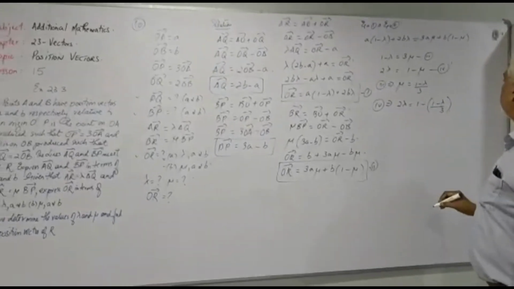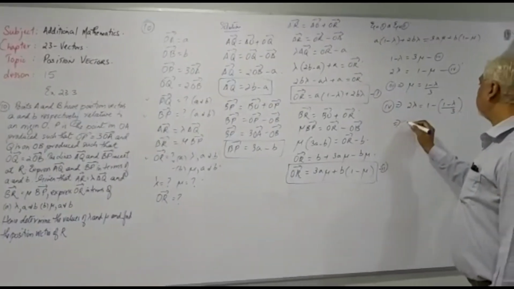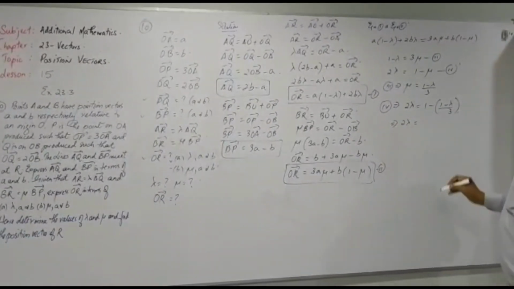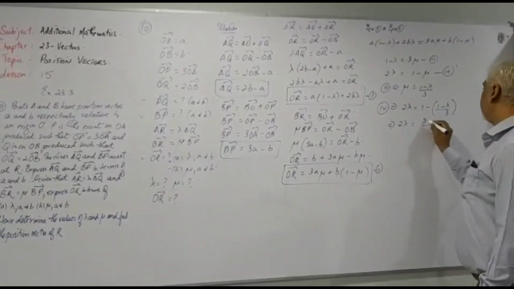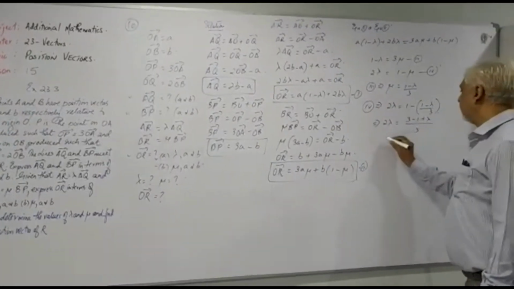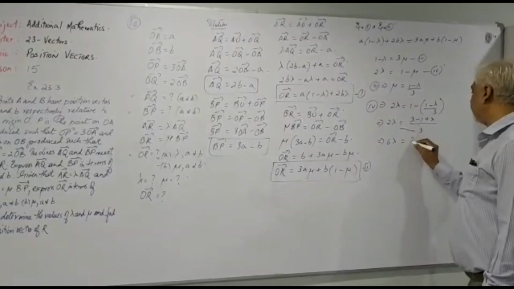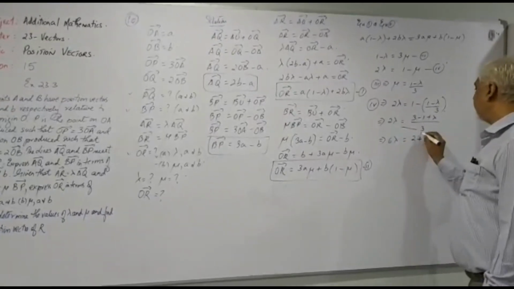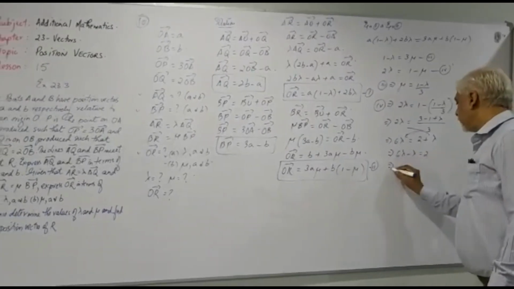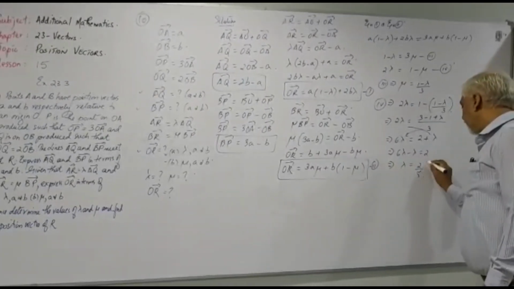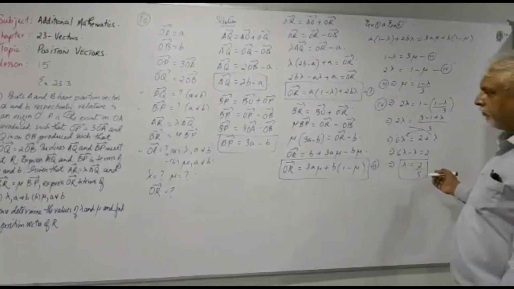There you are. So now I'll get 2 lambda equals, taking 3 as your LCM, 3 minus (1 minus lambda), take 3 over there, so I'll get 6 lambda equals 3 minus 1, which will give you 2, plus lambda. Bring lambda to the other side: 6 lambda minus lambda equals 2, so I'll get lambda equals 2 upon 5, because 6 lambda minus 1 lambda is 5 lambda. Hence I've got the value of lambda.